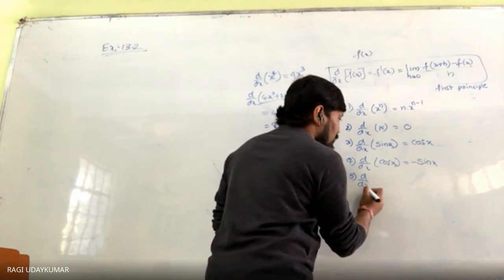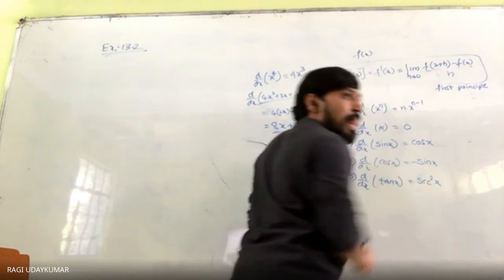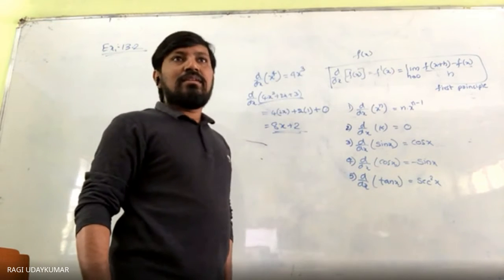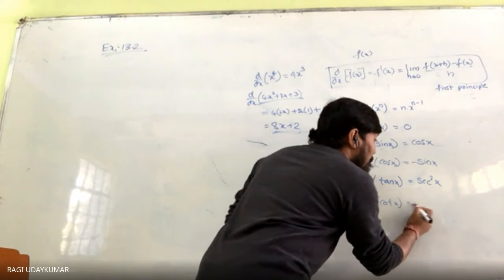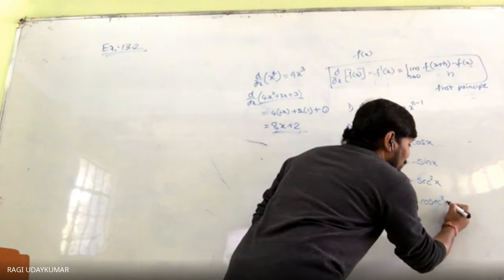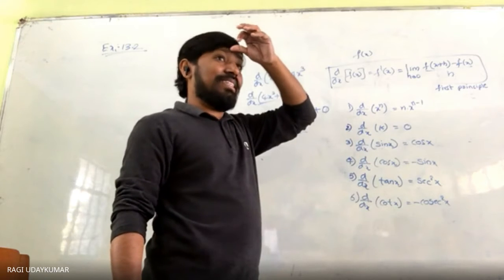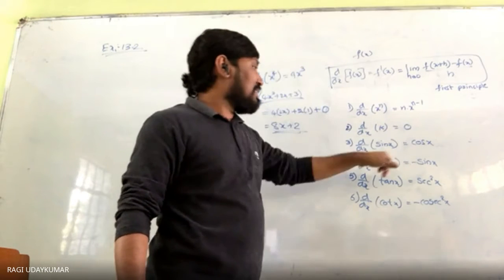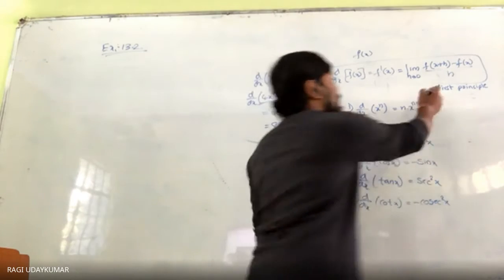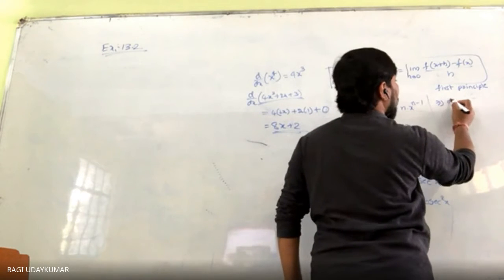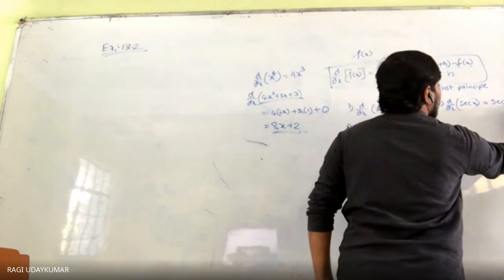D by dx of tan x is equal to secant square x. D by dx of cot x is minus cosec square x. Minus cosec square, one alternate minus comes, you can remember it like that. If one comes with a plus, the other will have a minus. For sine it is cos x, for cos it is minus sin x, here secant square x, here minus cosec square x. And d by dx of the next, the seventh one, d by dx of secant x is equal to sec x tan x.